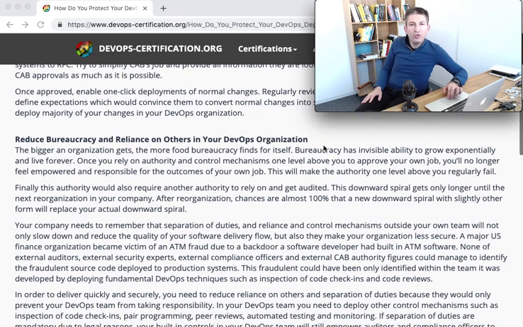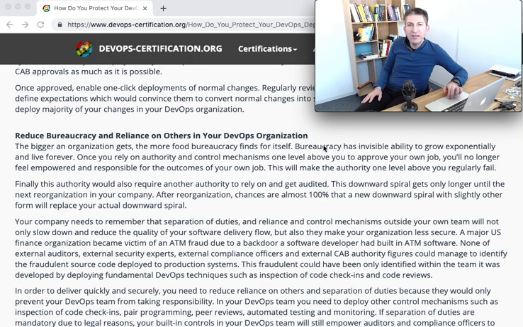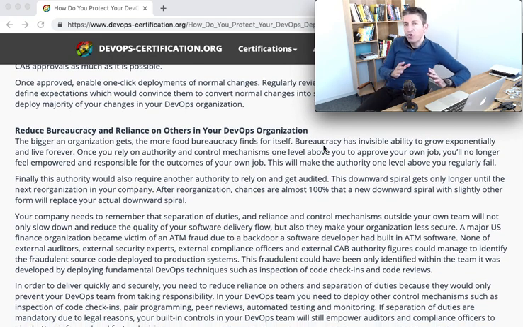And another thing is reducing bureaucracy and reliance on others in your DevOps organization, which is another key factor. I keep on repeating this in all of my lessons or live video classes. DevOps teams are intelligent units with a mission, and they don't rely on others, because they're supposed to be autonomous teams, self-sufficient teams to get the jobs done.